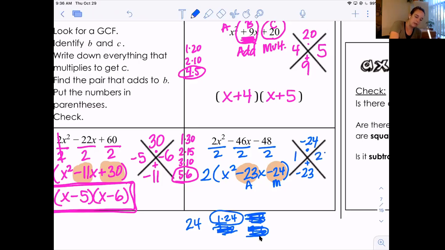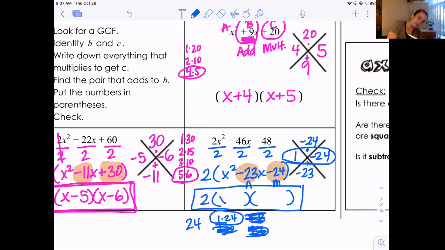So I want 1 and 24, and I want negative 23. So I want 1 minus 24. Those are going to be my two numbers, 1 and negative 24. So I have a 2, and I have two parentheses. I have x plus 1, since it's positive 1, and x minus 24, since it was negative 24. And this is the factored version of that right there.